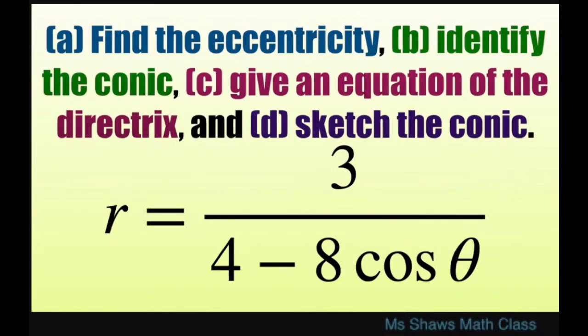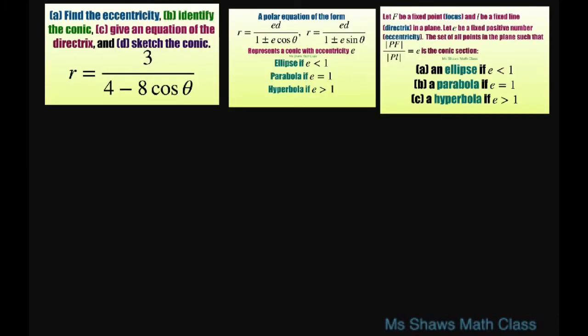Hello everyone. We have r equals 3 divided by 4 minus 8 cosine of theta. We're going to find the eccentricity, identify the conic, give an equation of the directrix, and sketch the conic. Basically we have the form with cosine in it, and we have a negative. So we have this form, negative e cosine of theta.